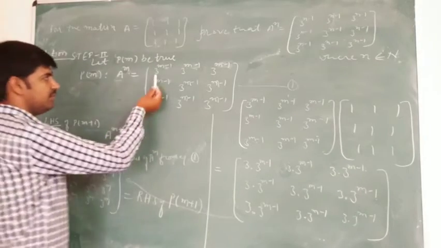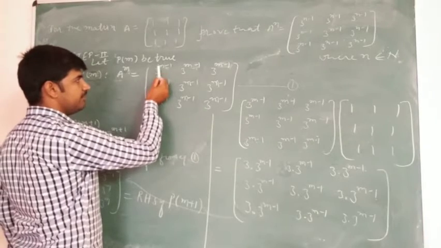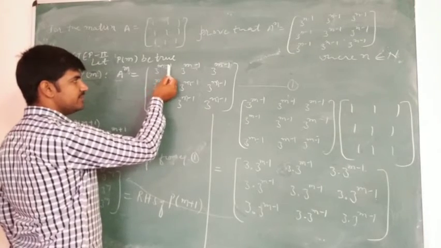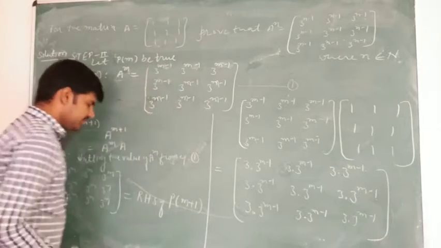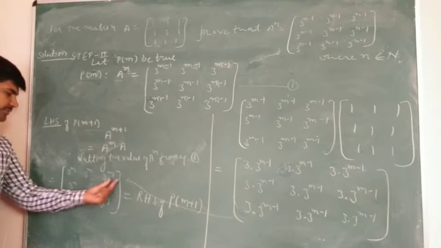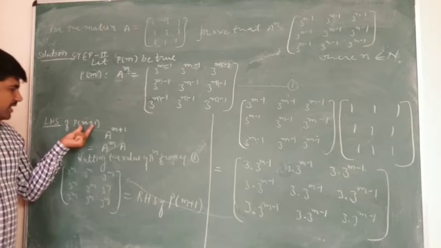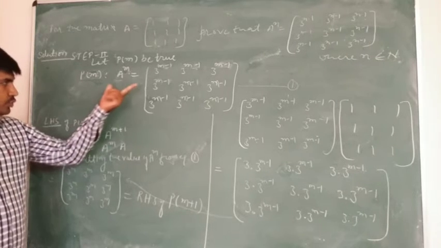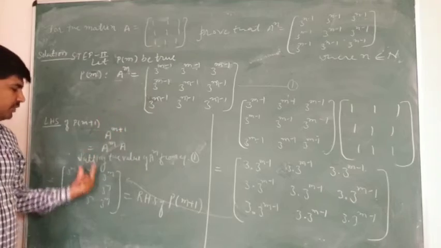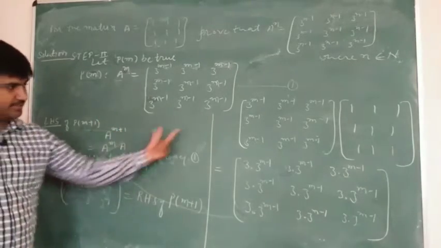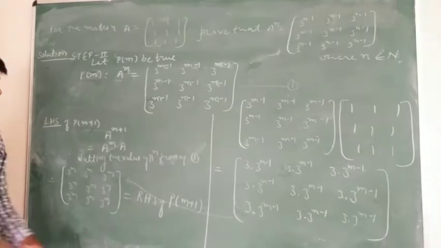RHS of P(m+1) will be, if you replace m by m plus 1, m plus 1 minus 1, which is equal to 3 raised to the power m only. So in every element we are getting 3 raised to the power m. So this is RHS of P(m+1). We took LHS of P(m+1), we used P(m), and we got RHS of P(m+1) by simplifying this. So what has been implied?